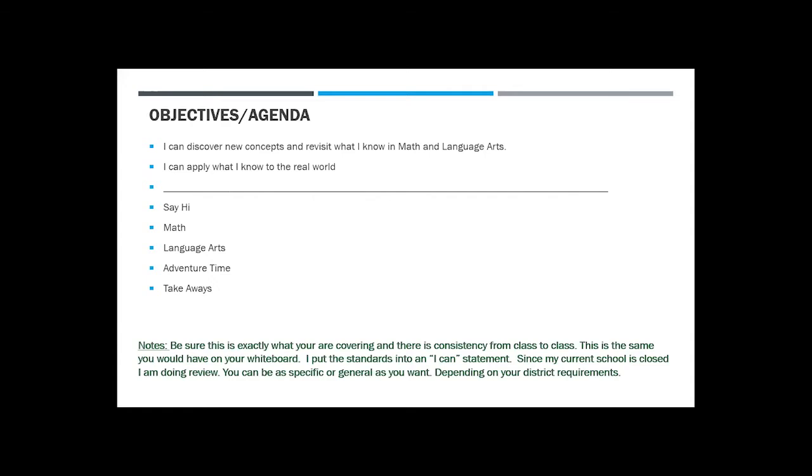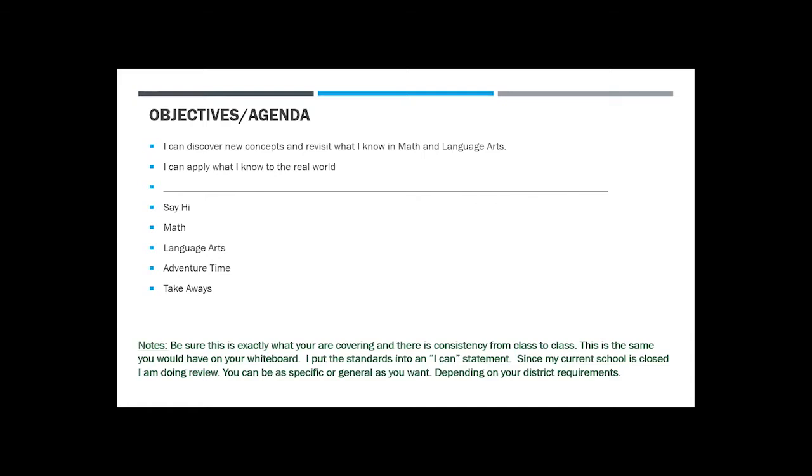So, I can statement. You guys can do this. You can augment it for our kindergartners. You can have it be more dynamic for our 8th graders and anywhere in between. I can discover new concepts and revisit what I know in math and language arts. I can apply what I know to the real world. So the kids know this. My students are accustomed to writing that themselves. You might not have done that. This is a way for them to easily understand, like, this is our goal.